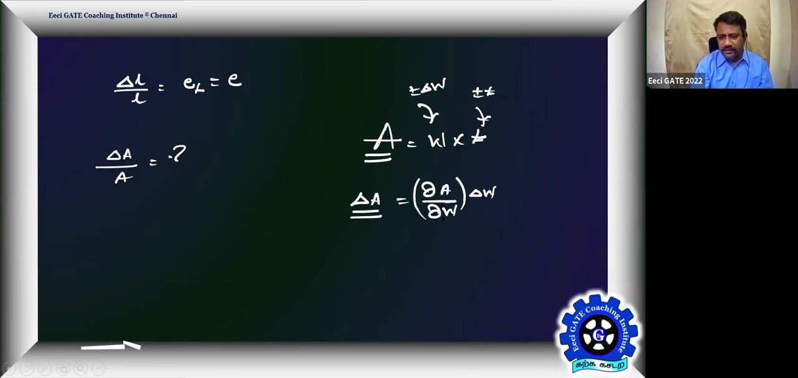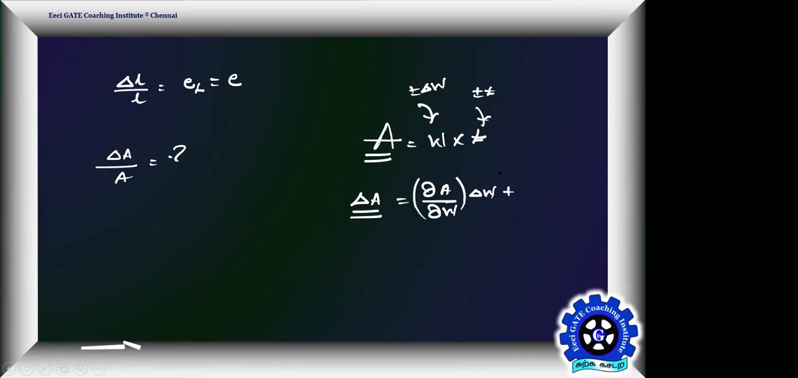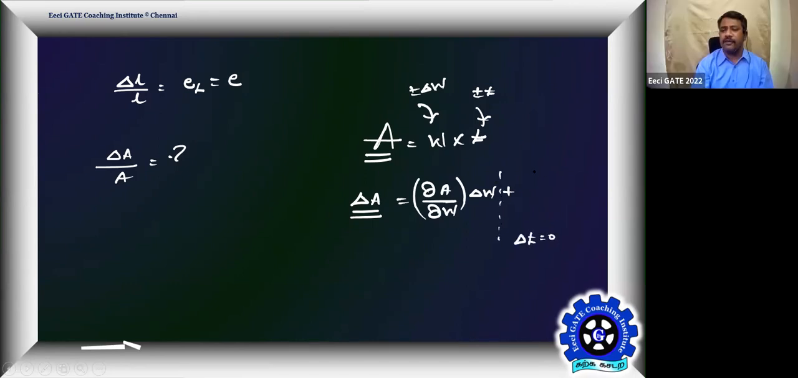What is the condition here? There is no change in thickness. Then what is the next component? Dou A by dou T into delta T. What is not changing? Delta T is not changing. That's your superposition. Now tell me what is delta A. Therefore, delta A is equal to dou A by dou W, which is T itself, into delta W.